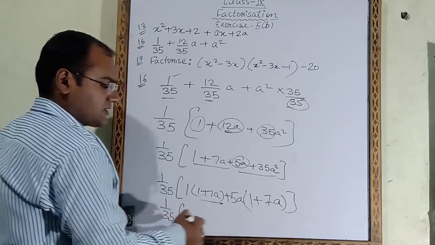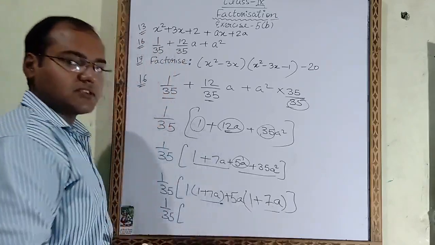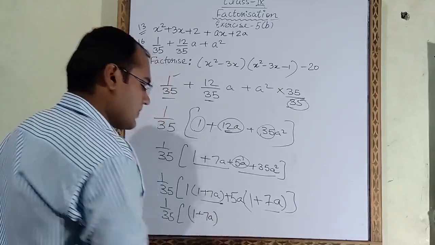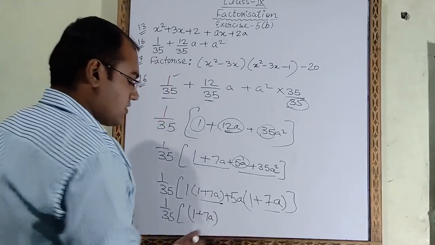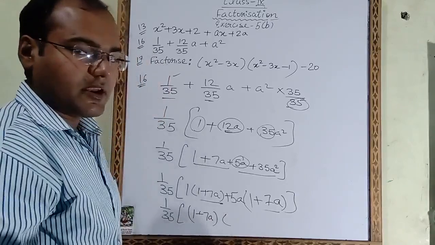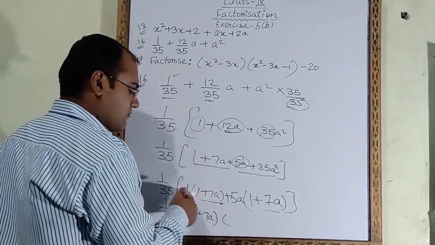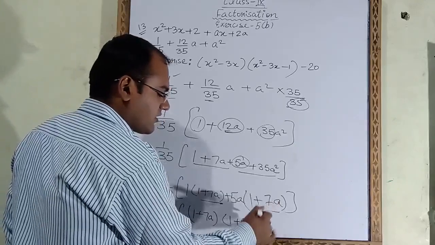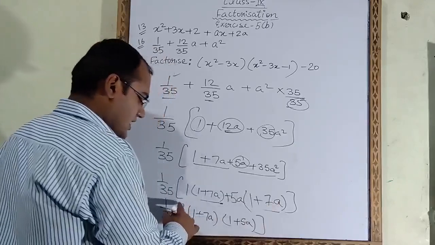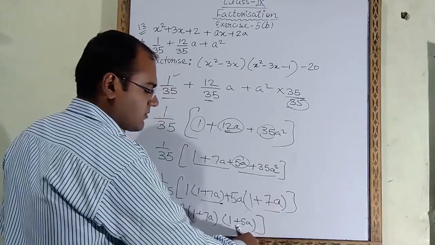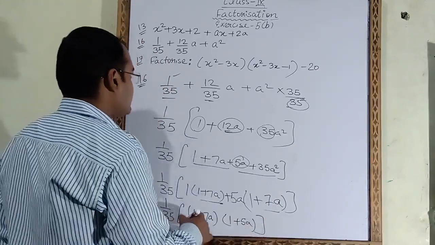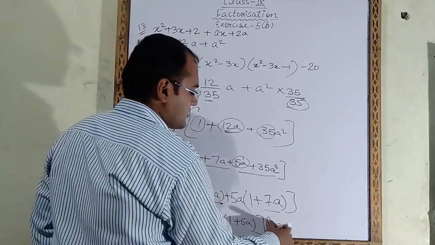Here in the bracket 1 plus 7a is there. Here also in the bracket 1 plus 7a. So this 1 plus 7a we will take common. After taking common, in the another bracket you have to write the remaining term. 1 plus 7a we have taken common, 1 is remaining, plus 5a is remaining. This one we have taken common, bracket close, and this large bracket we had opened here, we will close it. So this is your final answer of this question number 6.